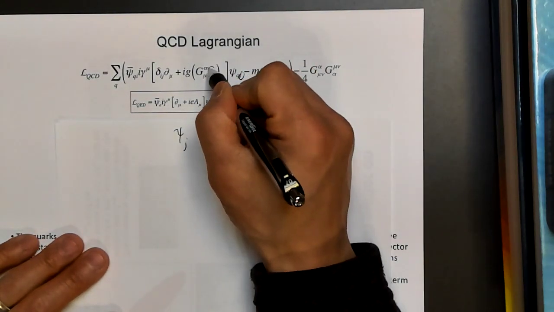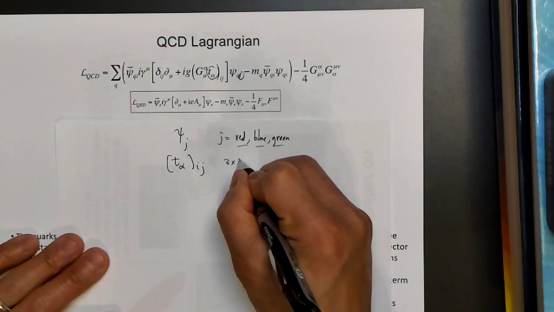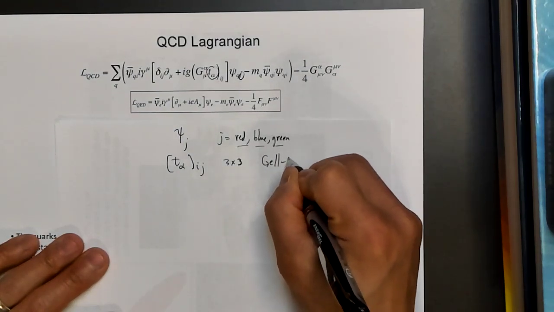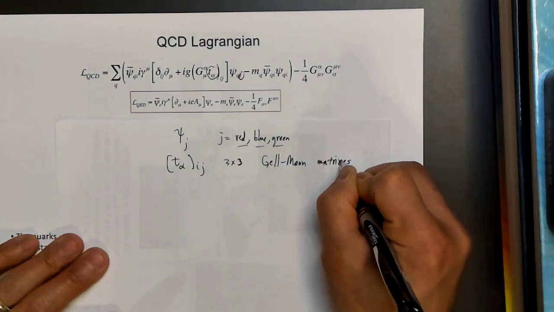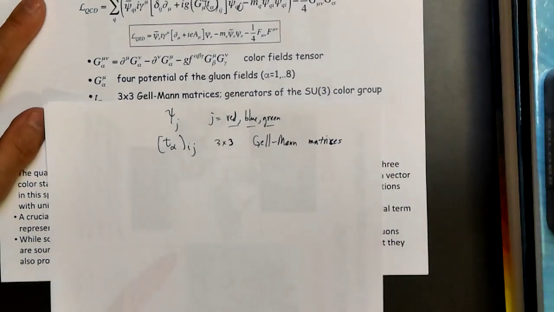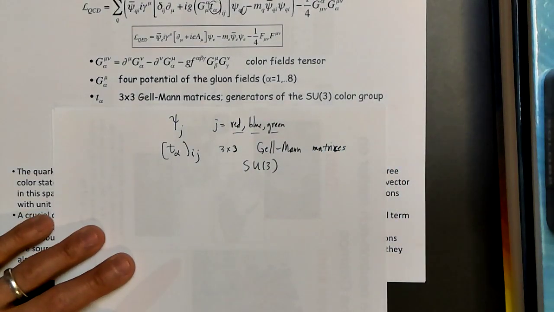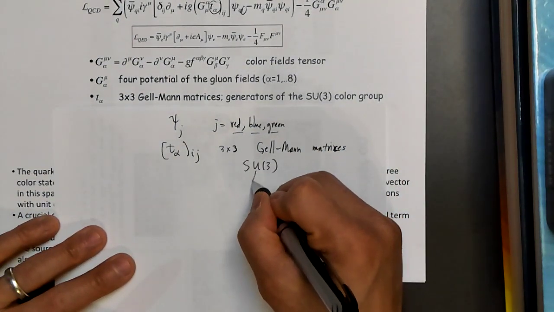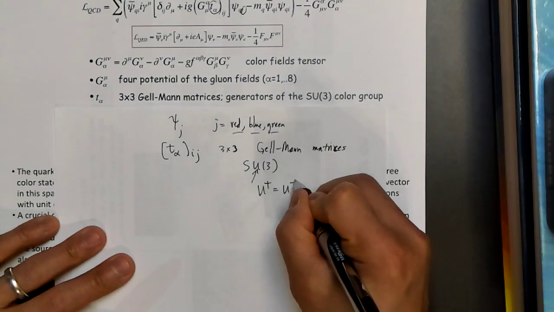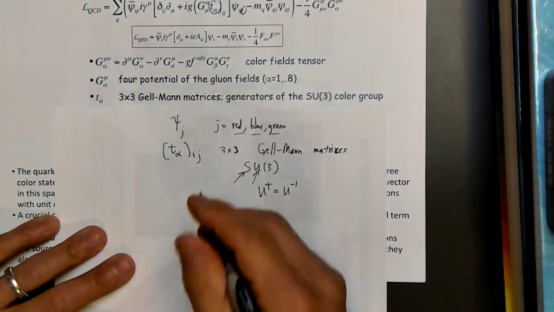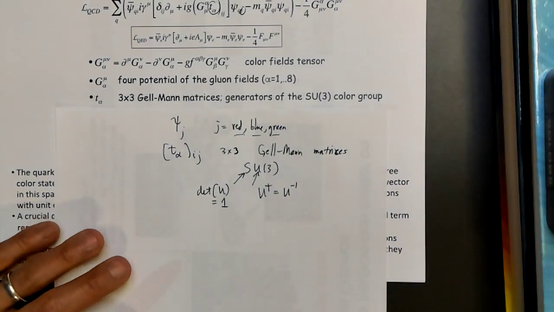Now then, in this notation, these T alphas are matrices. These are 3 by 3 matrices, and these are what are called the Gell-Mann matrices. These 3 by 3 Gell-Mann matrices are the generators of the SU(3) group. So remember the terms here. U is for unitary, meaning that for the matrix U, U dagger is equal to U inverse. S is for special, which means that the determinant of U is equal to 1. And the 3 means it's a 3 by 3 matrix.